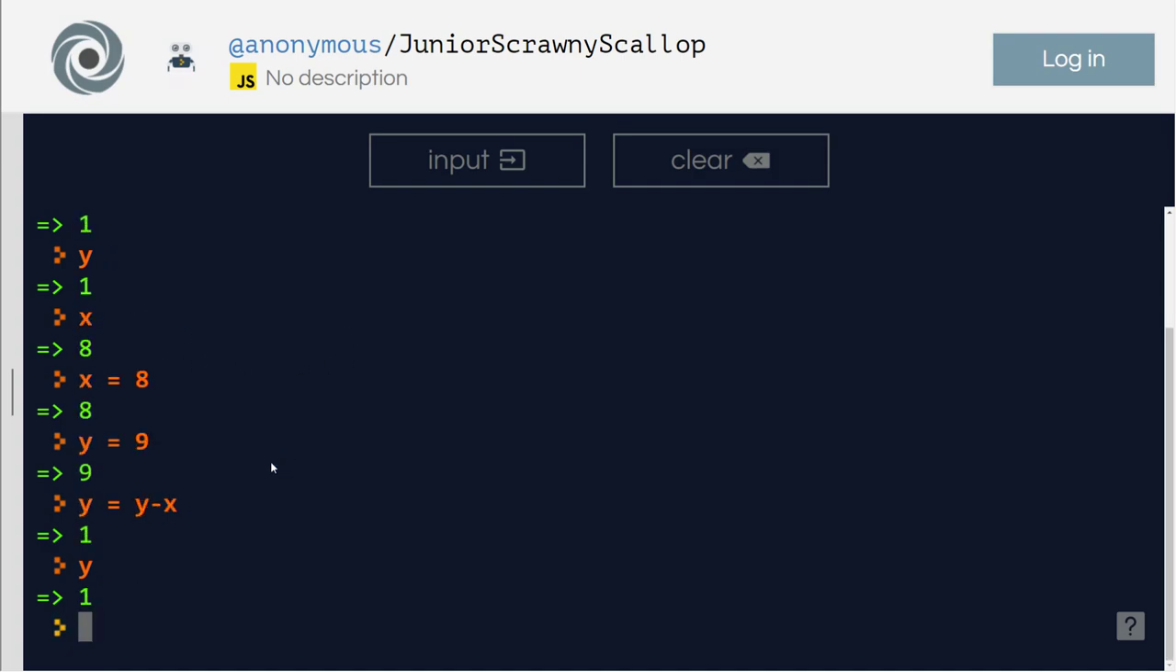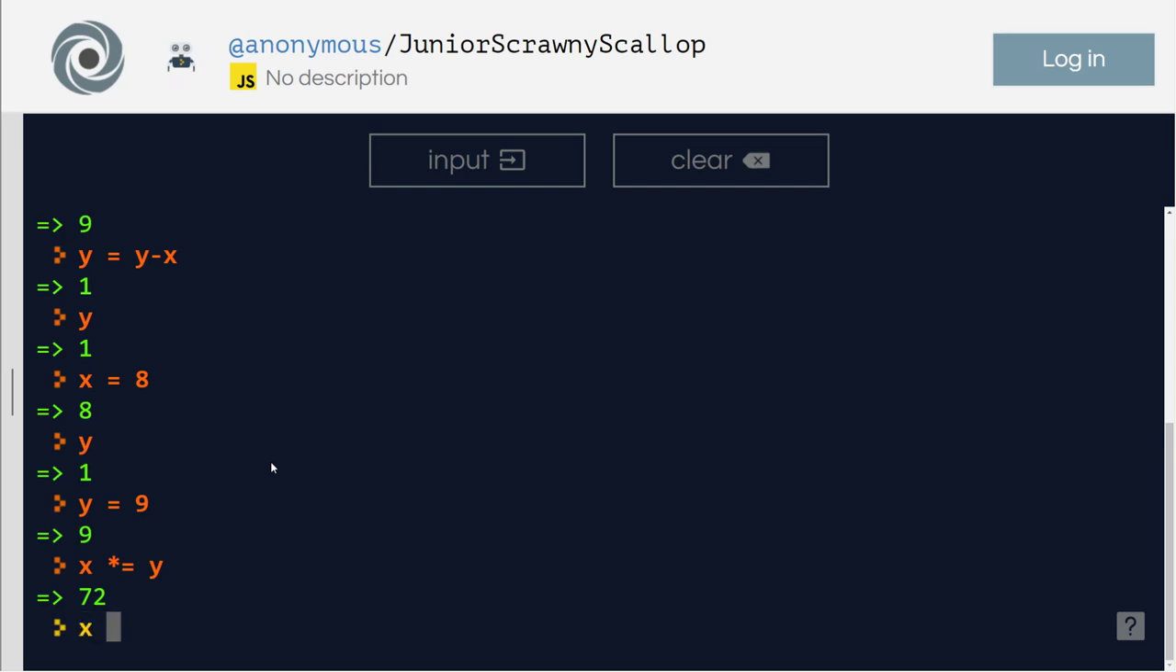The same way you can do multiplication assignments. x equals 8 again. y equals 9. And I can do x star equals y. That means the new value of x is going to be x multiplied by y. The star here stands for multiplication.